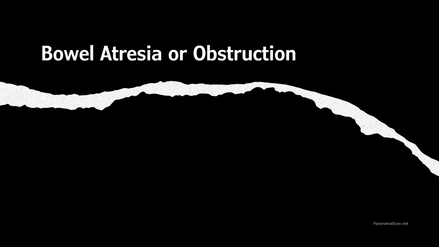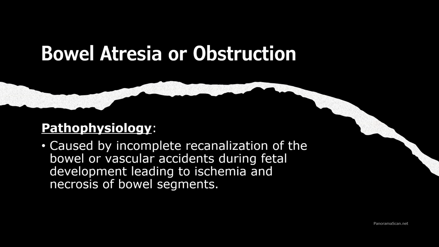Bowel atresia develops due to disruption in normal fetal intestinal development. There are two primary causes: incomplete recanalization of the bowel during early gestation. The fetal intestine temporarily becomes a solid organ before recanalizing into a hollow tube. If this process is incomplete, a blockage or atresia can form.